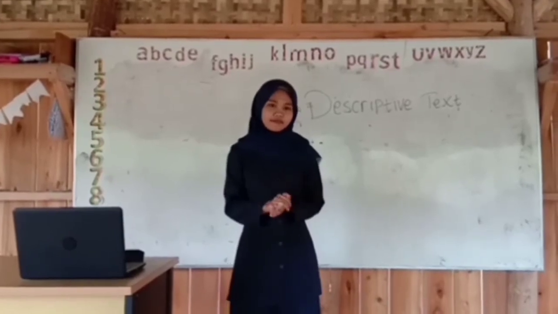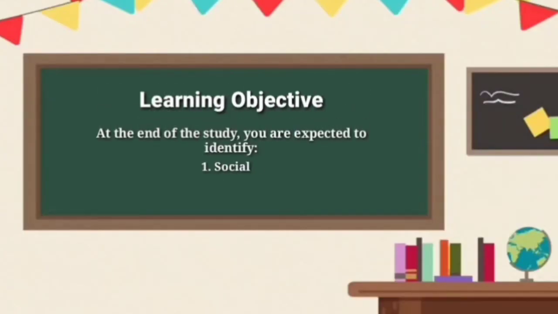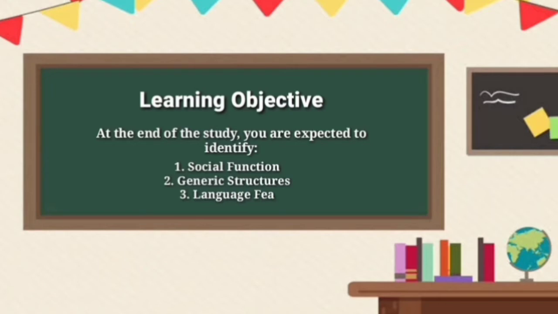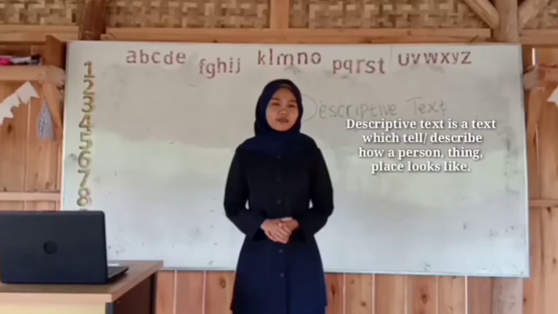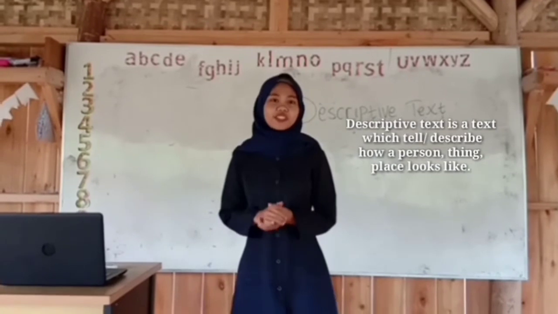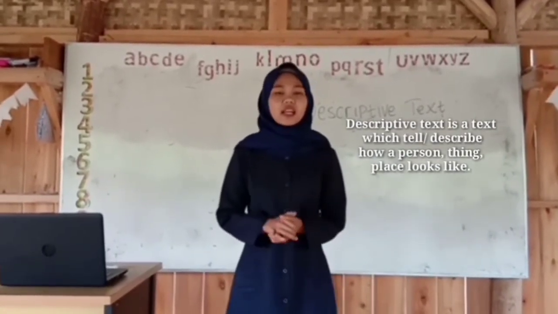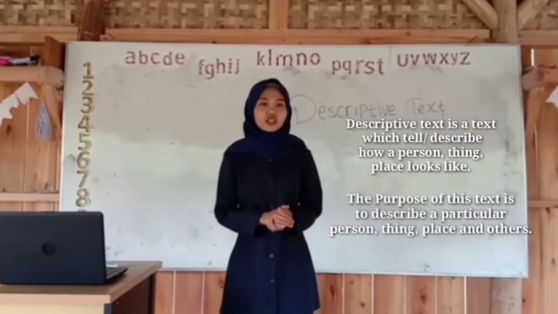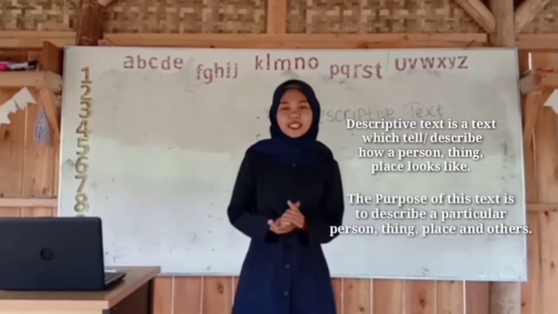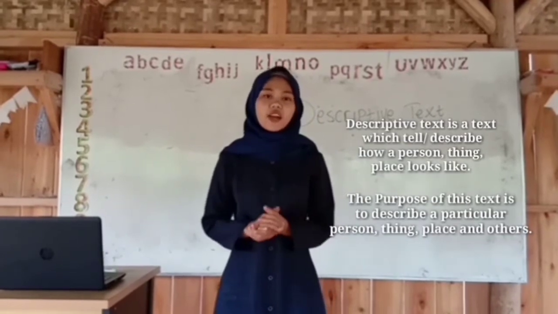So let's start it. At the end of this study, you are expected to identify the first one is social function, the second is generic structure, and the last is language features of descriptive text. Descriptive text is a text which tells how a person, thing, or place looks like, and the purpose of this text is to describe a particular person, things, place, and others.